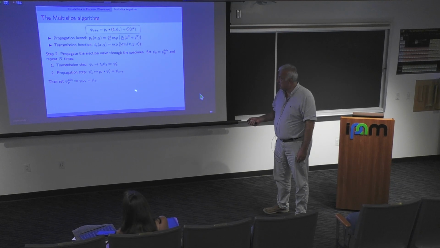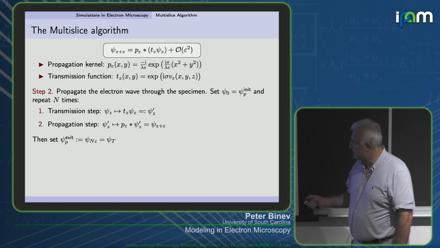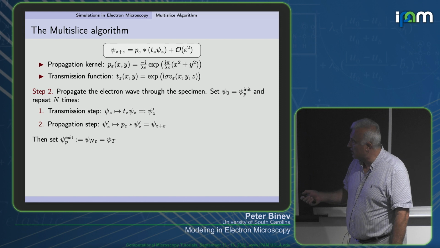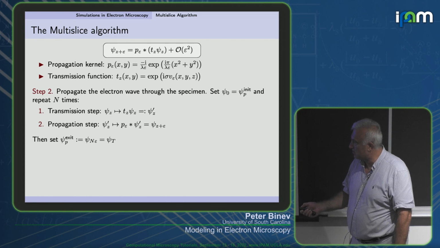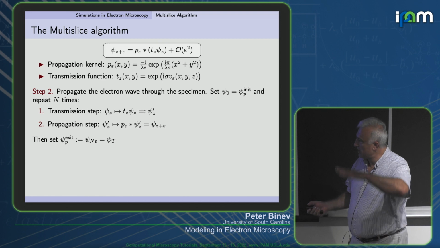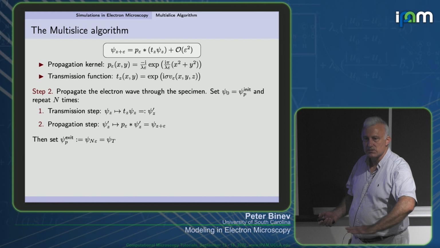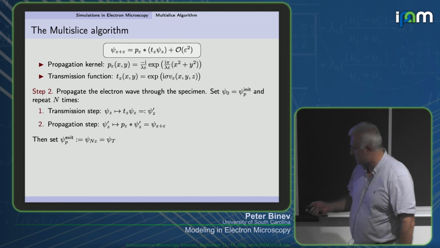So in the multi-slice algorithm, we have to calculate this operator, and we're doing this step by step: we make the transmission step and the propagation step, calculating one after another, and as a result, we receive the wave in several different instances, and then we're interested in the last one, which is the exit wave.